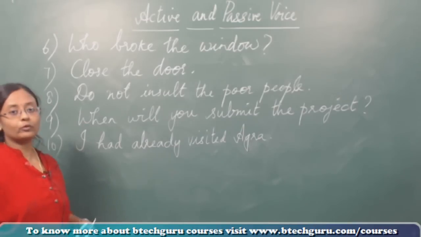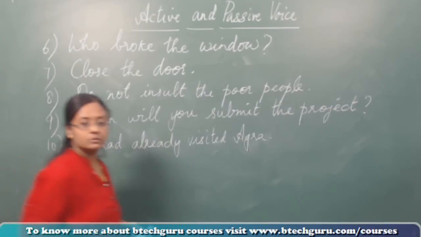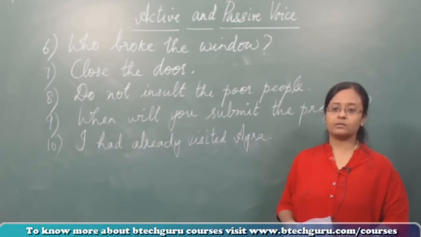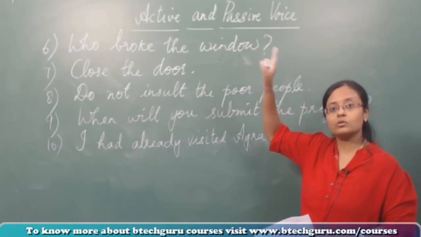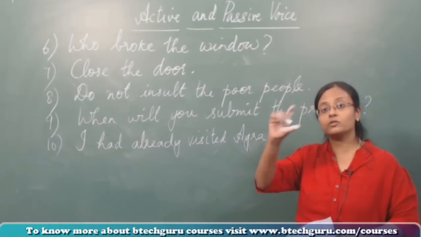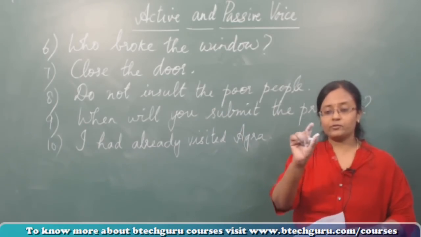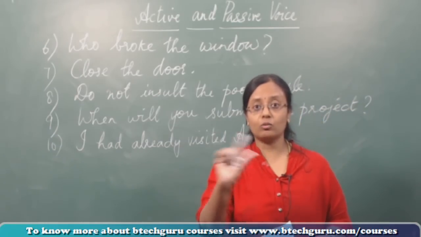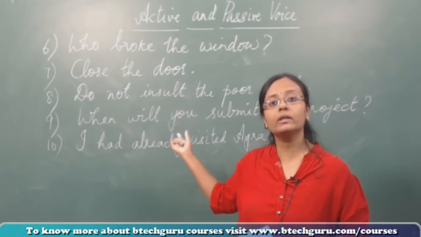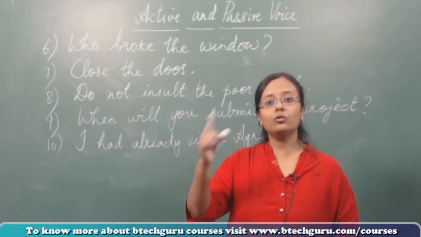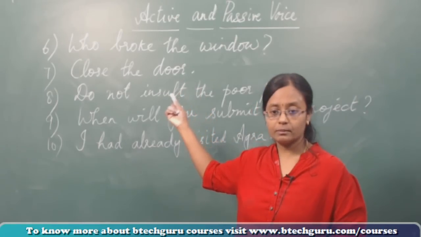The sixth one, who broke the window? Has anybody posted the answer for that? Who broke the window? See, because this is a question, remember to write your answer also in the question form. You have to, Shashi Bhushan, you have to just change the word order. The answer should begin with by whom. Remember we did an example, no? Who did this? By whom was this done? Same way it should be by whom.